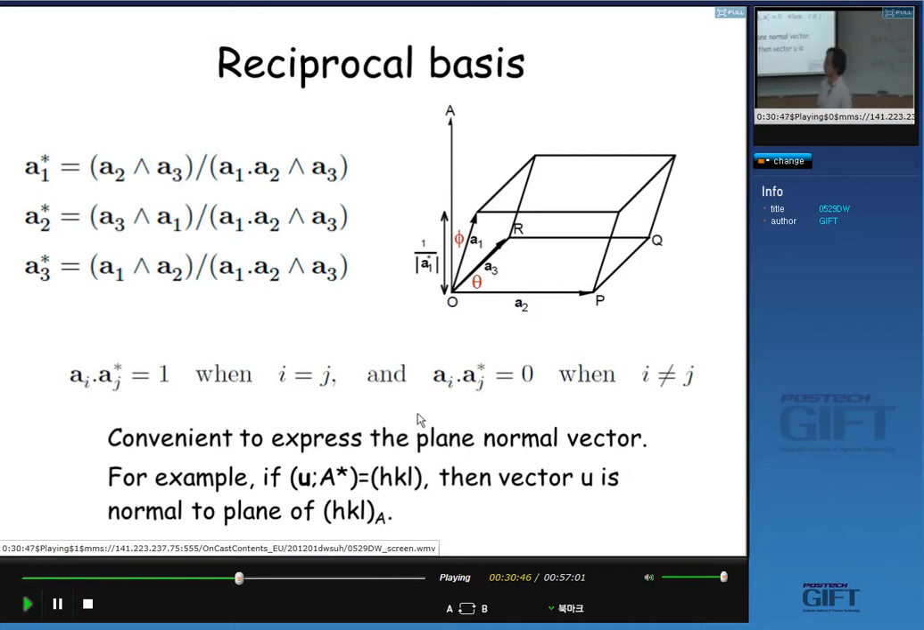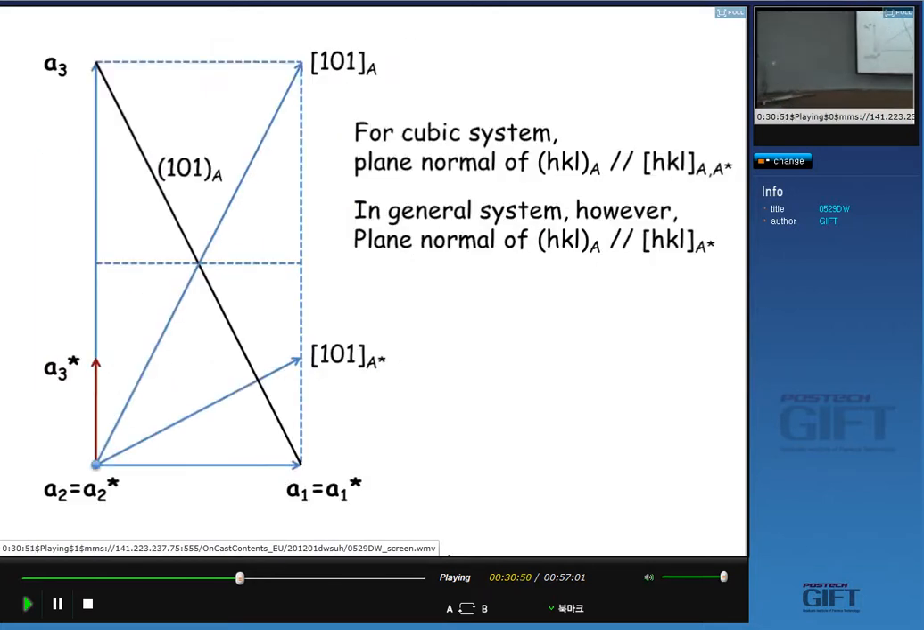So let's return to our previous tetragonal structure. Here is A1, A2, and A3. When we get the reciprocal lattice, then A1 is the same as A1 star, A2 is the same as A2 star, and A3 star is 1/4 of its length. So now you can understand the 101 defined on its reciprocal basis will be the plane normal of the 101 plane defined on its original basis. Okay.